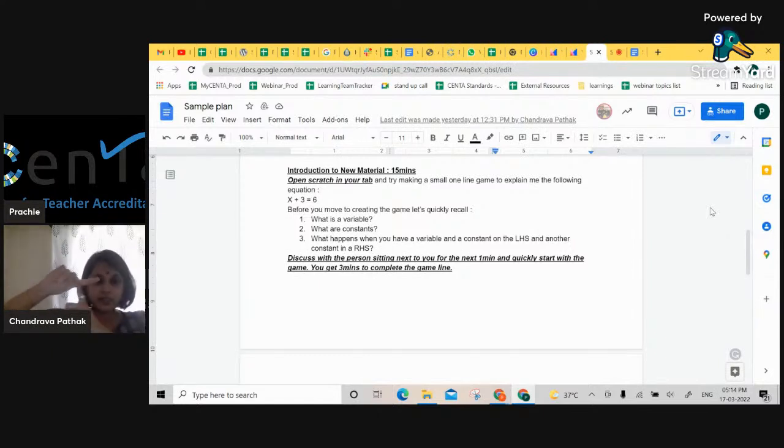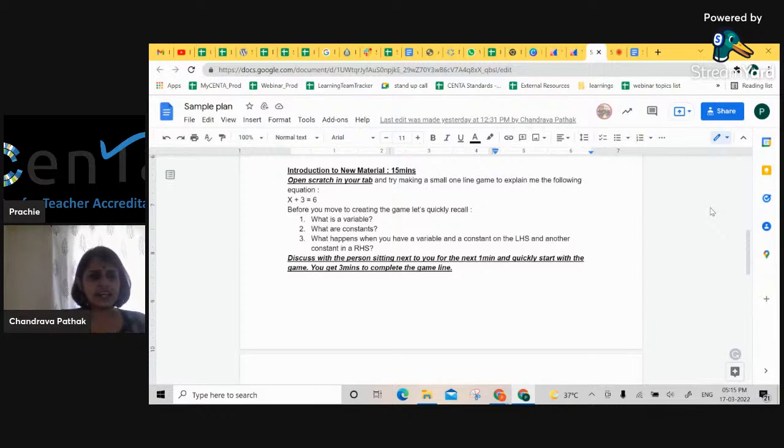The first part is where the students are trying out things by themselves. They are doing it by themselves. In the second, they are taking help of a video. And in the third, I am the one who is teaching. I am using the conventional board and marker method when I'm going to teach. The first thing that you can see over here is I've written, open the Scratch on your tab.